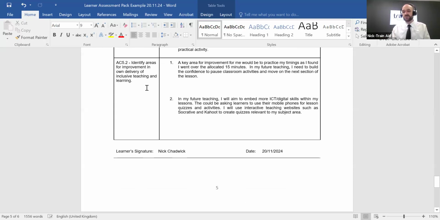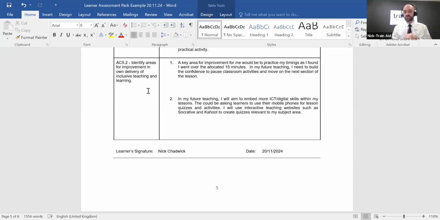Now, the final question within the self-evaluation box is 5.2, identify areas for improvement in own delivery of inclusive teaching and learning. That is obviously looking at your own areas for development. I guess it's looking to the future and seeing how you can improve. Obviously, 15 minutes is a short window, and if things didn't go to plan within your micro teach, please don't worry. You can see that as an area for development as well.